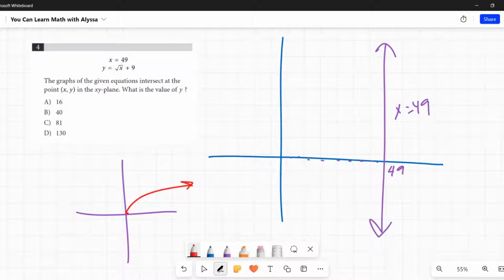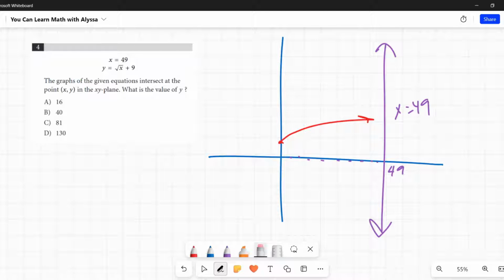So in this case, square root of x plus 9 is this kind of square root, but it's been moved up 9. So I've got this x equals 49, and then I've got this little square root of x plus 9, and it's going like that. And they're going to intersect. What is the point where they intersect? Again, this is a visualization. We don't really need it to solve this equation, but it can be helpful for some students to get that. So where do they intersect?